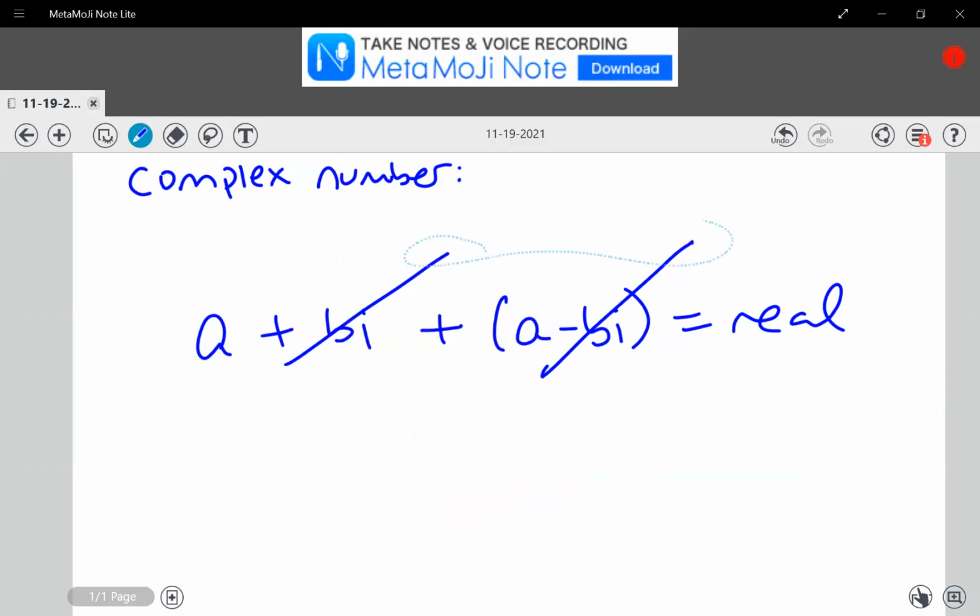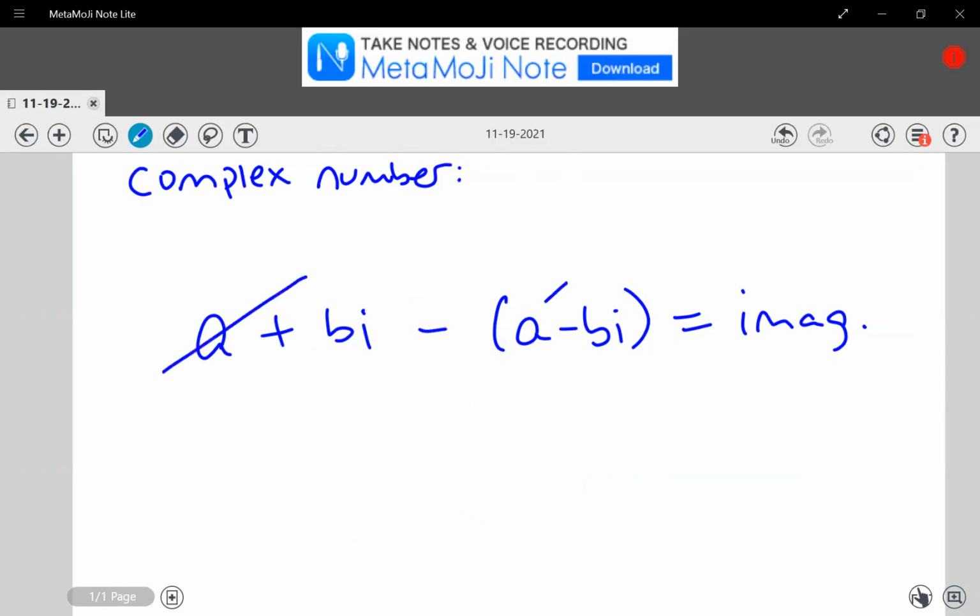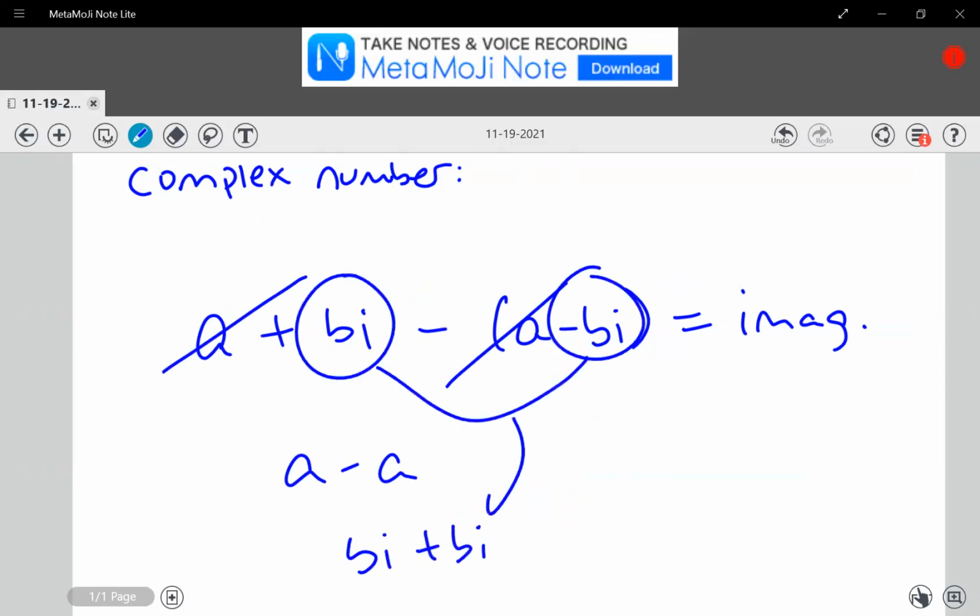However, if we were to subtract them, we get an imaginary. All right? This is because the a's will cancel out. We'll get a minus a, and the b's will get bi plus bi. All right? These two will add, and it will give us an imaginary value.